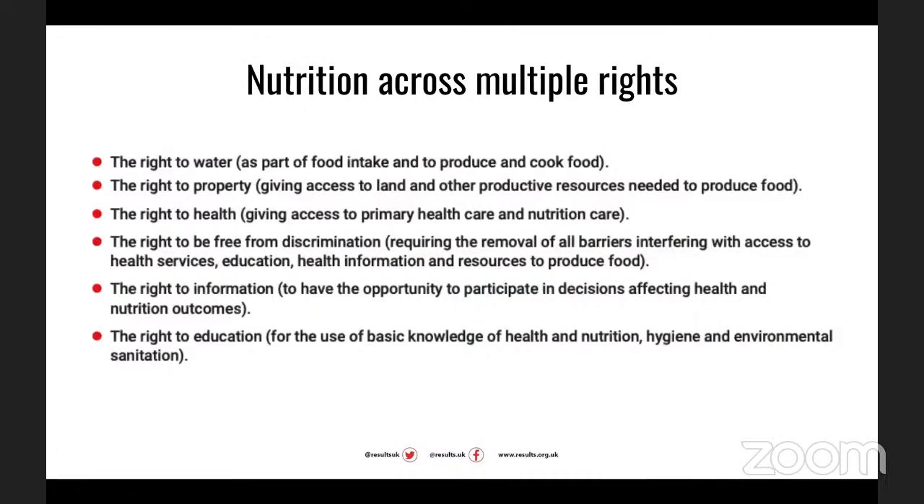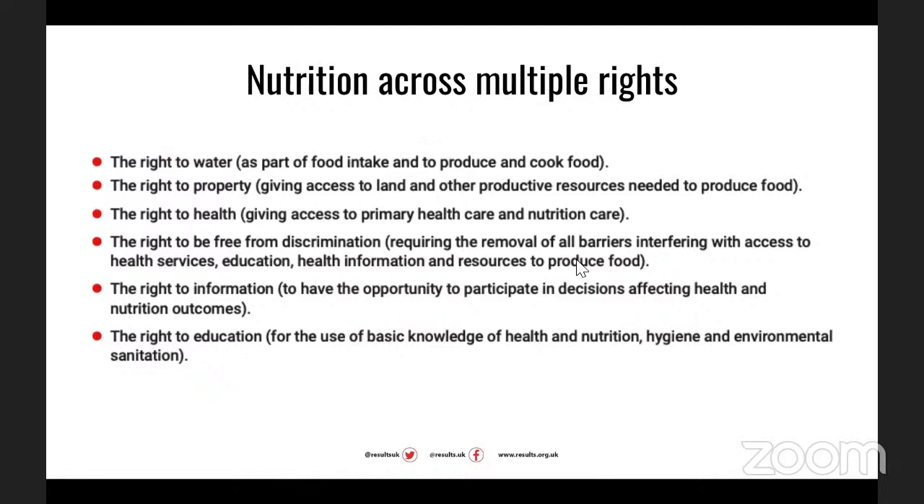Since good nutrition outcomes involve a variety of interventions, for example, sustainable agriculture or access to nutritious food, knowledge of nutrition, and even access to nutrition healthcare, it follows that the realization of the right to adequate food will be linked to the accomplishment of other human rights, including, as you can see in this slide, the right to water, to property, health, information, education, and even the right to be free from discrimination. And as I've mentioned earlier, one set of rights cannot be enjoyed fully without the other.